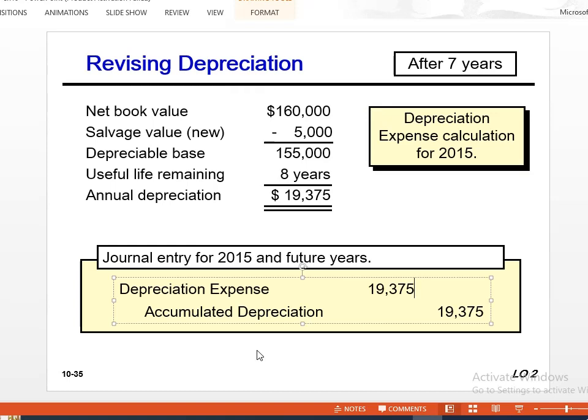Okay, so let's revise quickly. In order to calculate the depreciation under the revised method, firstly you calculate the updated book value. Once you get the updated book value, then you use the new parameters to calculate the new depreciation. And this is it for the second learning objective.